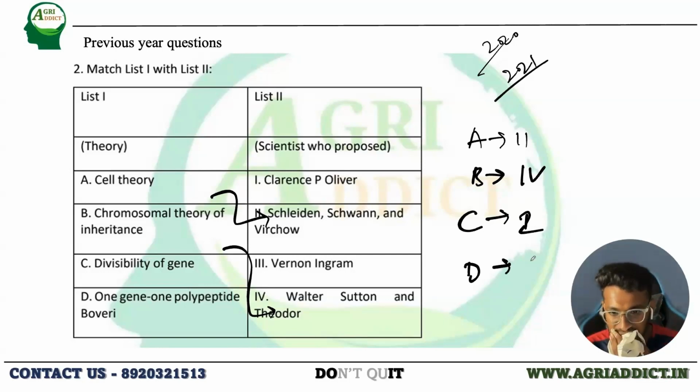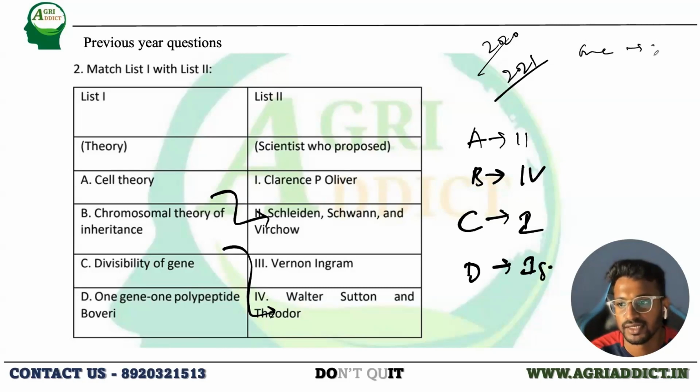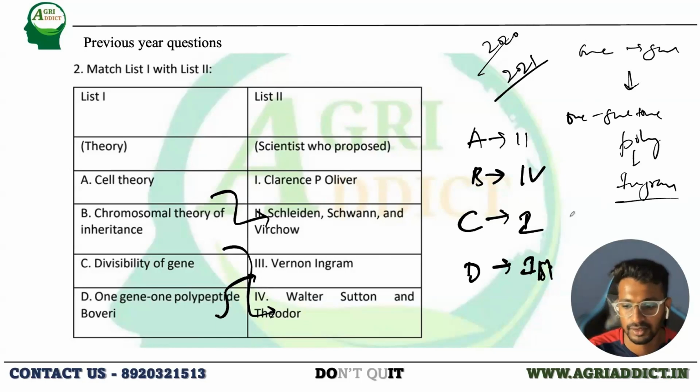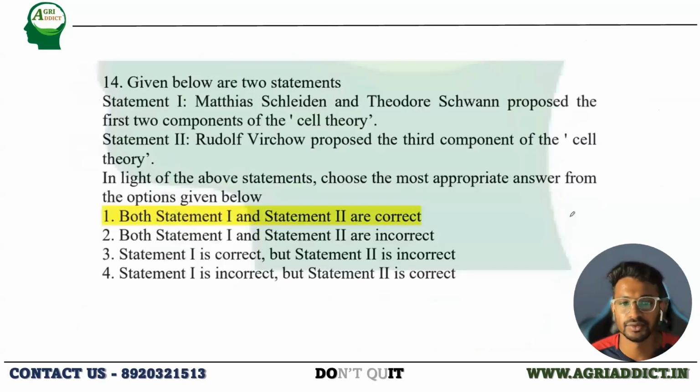One gene, one polypeptide, it is Ingram. In yesterday's class, after the one gene, one enzyme hypothesis, I told you that another hypothesis came forward, which is one gene, one polypeptide. It was put forward by Ingram. Just remember this. So D is 3. Okay, next. Just read the two statements and give an answer.